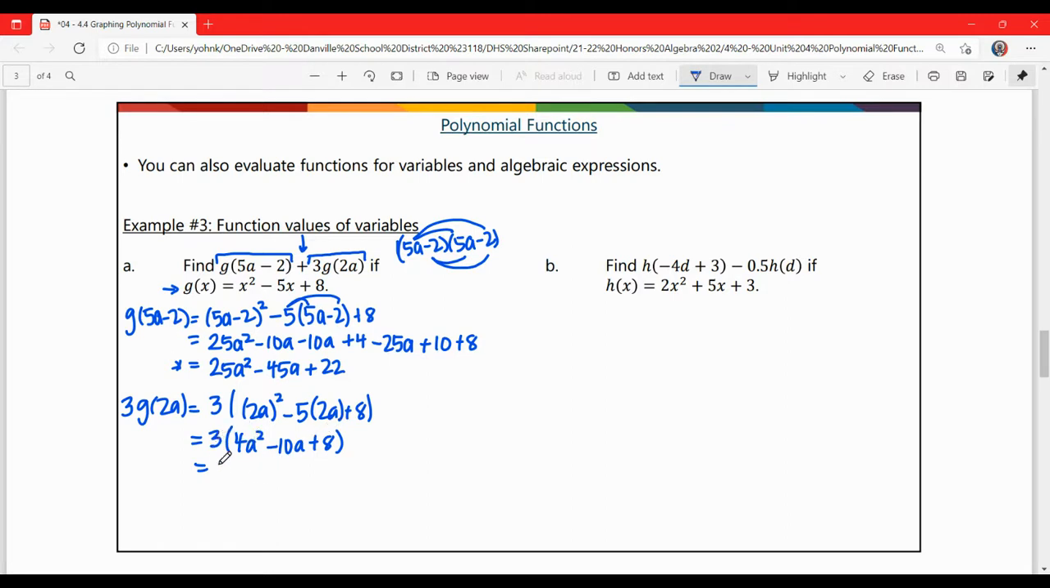3 times 4a squared is 12a squared. 3 times negative 10a is negative 30a. And 3 times 8 is 24. And this is my second half, so I'm going to put a star by it.